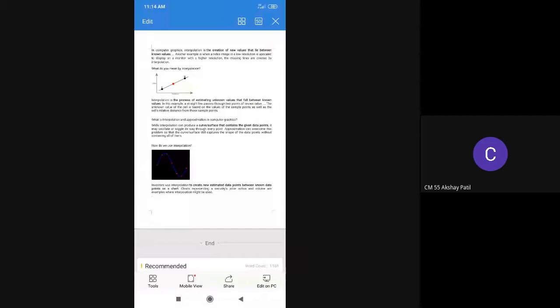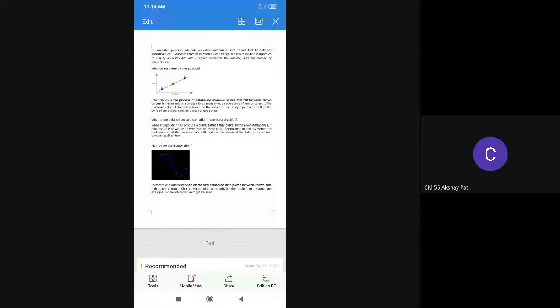Basically, in computer graphics, interpolation is the creation of new values that lie between known values. It means we know two sample values. जर आपल्याला दोन sample value माहिती आहे, तर त्याच्या मधली आपण एक new value point find out करणार आहे. This technique is simply considered as the interpolation technique.